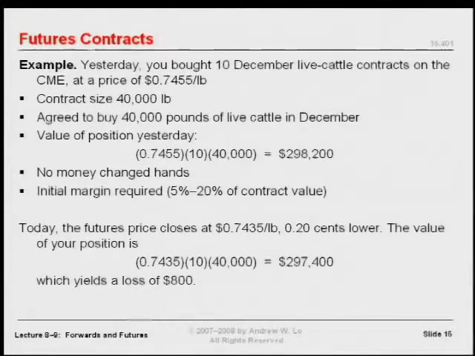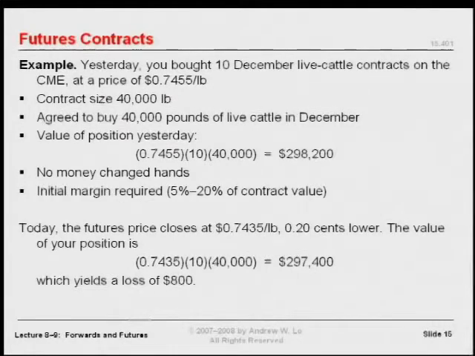Yesterday you bought 10 December live cattle contracts on the Chicago Mercantile Exchange at a price of $74.55 per pound. So you basically bought some cows. And the contract size is 40,000 pounds of cow. I don't know how much cow that is, but even if you're on the Atkins diet, that's plenty of cow. What you have in this contract is not the cows, but rather the obligation to buy the cows in December for a price of $74.55 per pound, and there's 40,000 pounds of it.